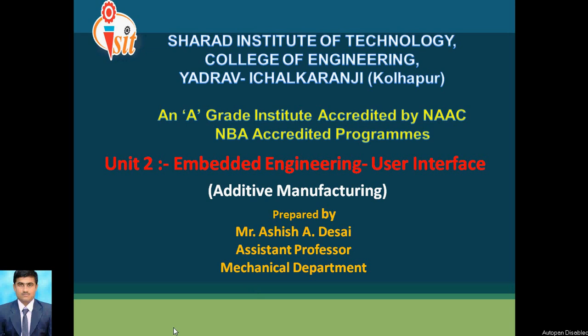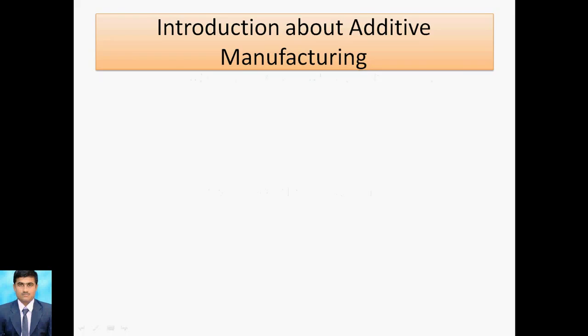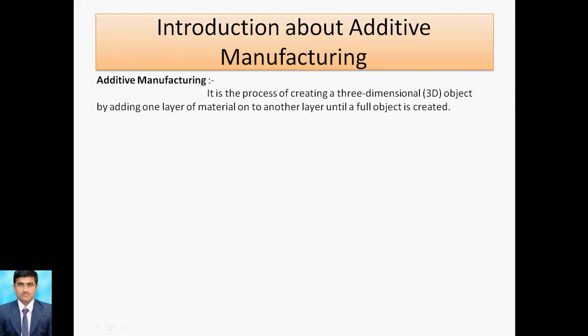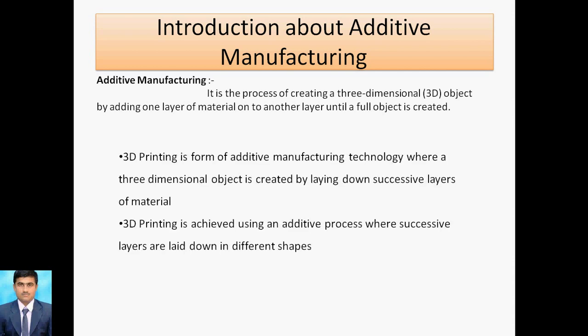Today we are going to discuss unit number 2, Embedded Engineering User Interface. In that content we are going to discuss additive manufacturing. First of all we'll look at the introduction about additive manufacturing. It is a process of creating a 3D object by adding one layer of material over another layer until a full object is created.